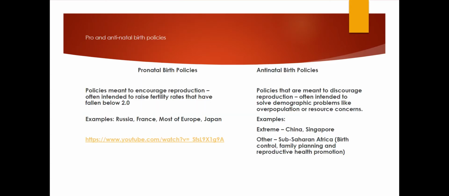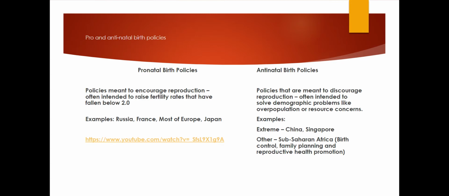Pro and anti-natalist birth policies. First, I'm going to run through the definition of each and a brief overview of each. Then we're going to look at and talk about some examples of pro-natalist birth policies. And then we'll spend most of our time talking about some examples of anti-natalist birth policies. And then you'll have a reading that goes with anti-natalist birth policies.